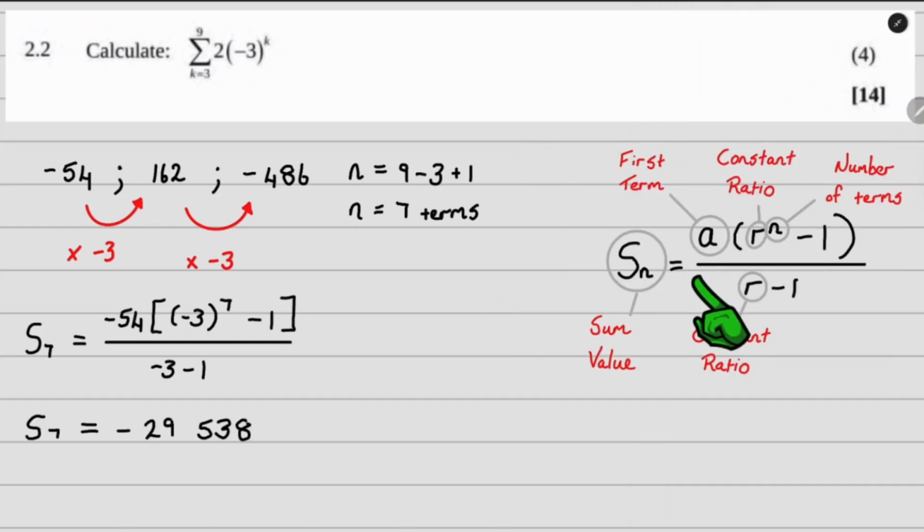Okay, so the marks come from the first term over here, the substitution, and the final answer, as well as the correct ratio being used. So if you had a ratio of minus 3, that's the 4th mark. And then we've officially finished this question.